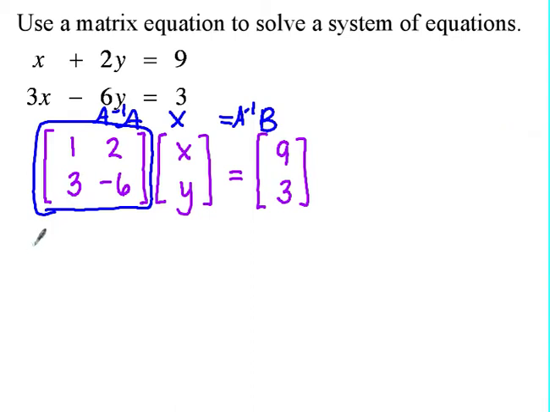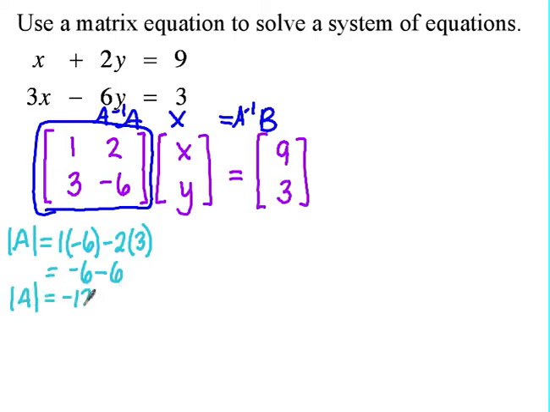Very first thing you need to find is the determinant. Okay, the determinant in this case will be 1 times negative 6 minus 2 times 3. 1 times negative 6 is negative 6. Minus 2 times 3 is 6. So the determinant is negative 12. So notice I've got 1 over negative 12. Switch spots means 1, and then switch signs. Negative 2, negative 3. So now you've basically got to distribute that negative 1/12.